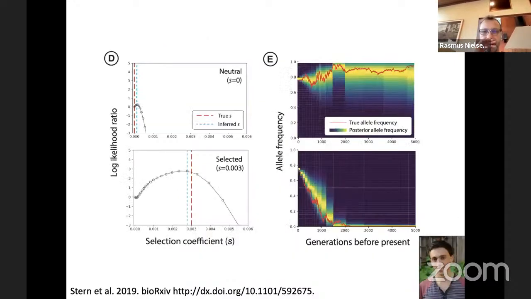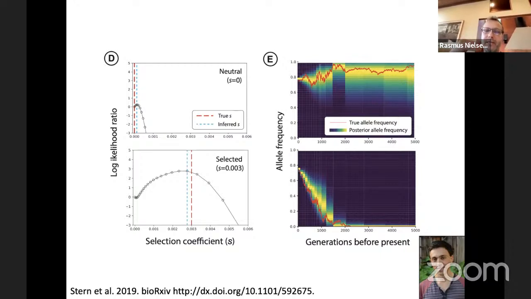So with that, we can do things like this. We can estimate a selection coefficient. The selection coefficient is the difference in fitness between individuals that carry the mutation and individuals that do not carry the mutation. So it's how much of an advantage you get by carrying a particular mutation. That's a selection coefficient acting on a mutation.